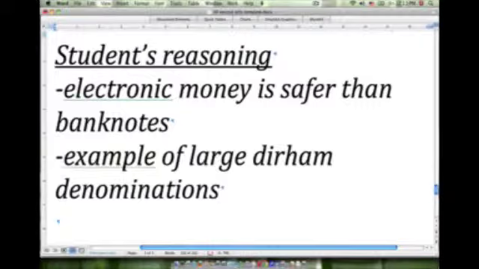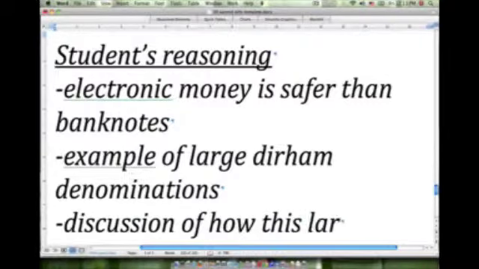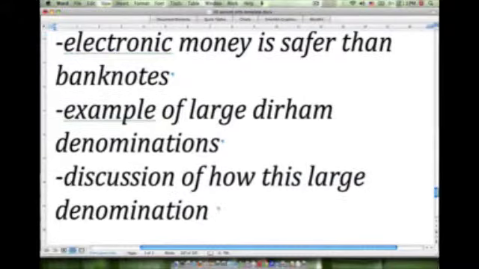Okay, now the third thing the student does is they provide a discussion of how this large denomination of cash is not safe. So far, their reasoning is fine. All of this makes sense. The progression makes sense.